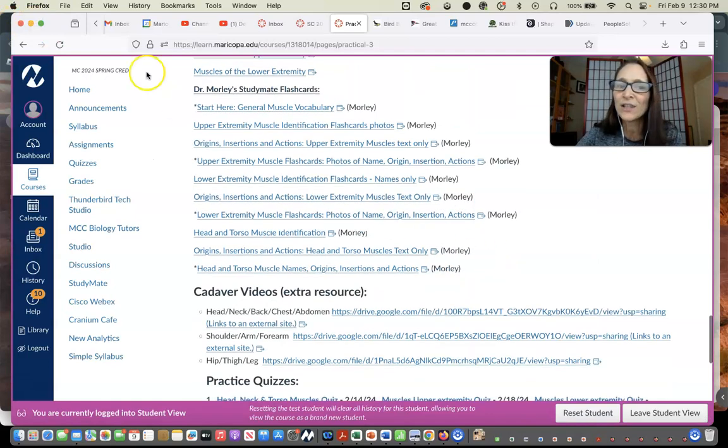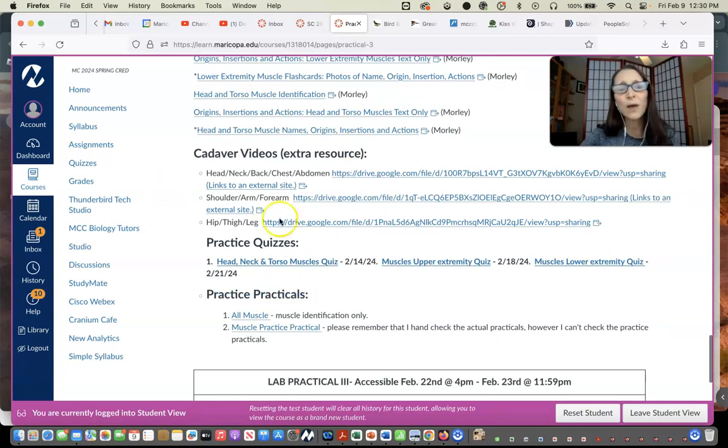And then of course you're going to see there are lots of StudyMate flashcards. My suggestion is that you first go through these StudyMate flashcards that are just the muscles only. So you're just doing the muscle identification, and then go on to the origin, insertion, and actions after that, okay? We do have some nice cadaver videos for you. And then, of course, I have the practice quizzes to help keep you on track.